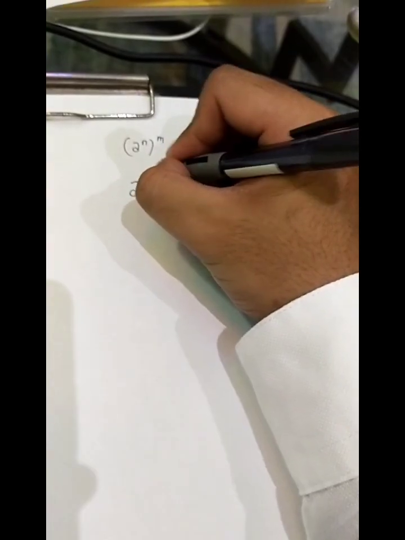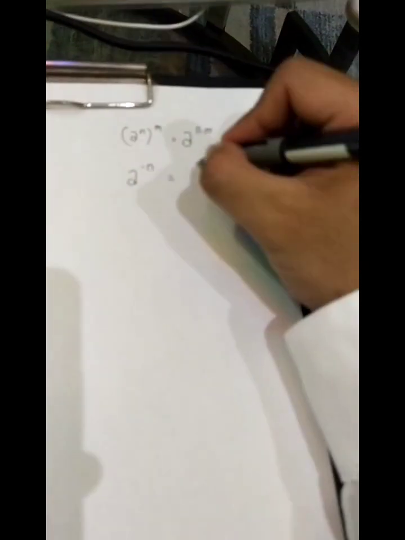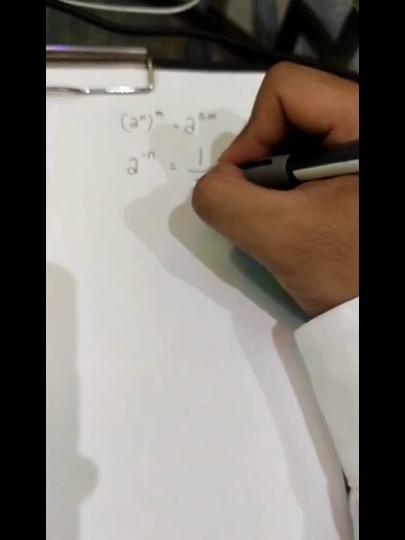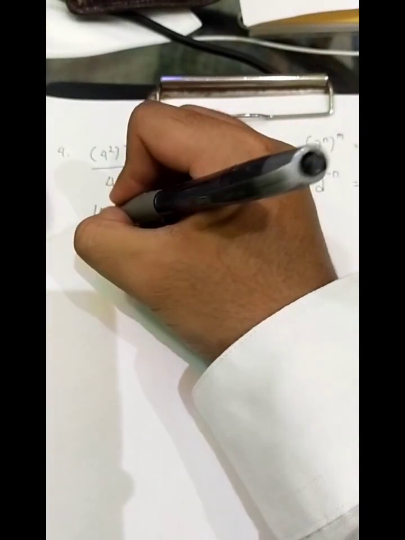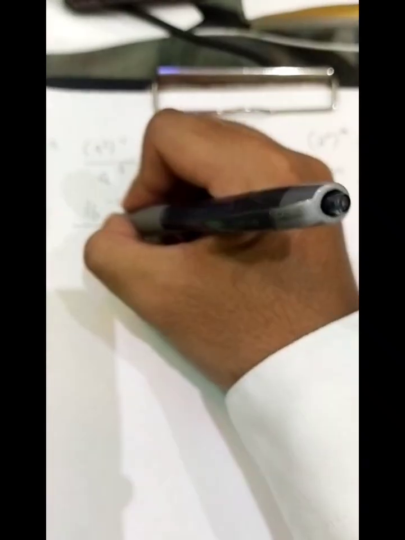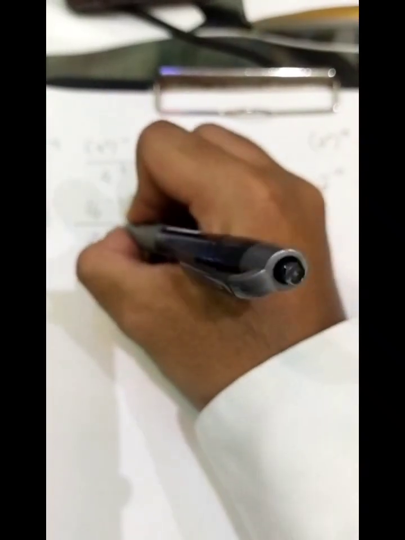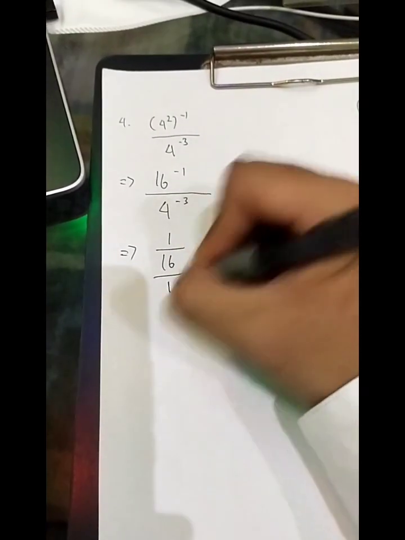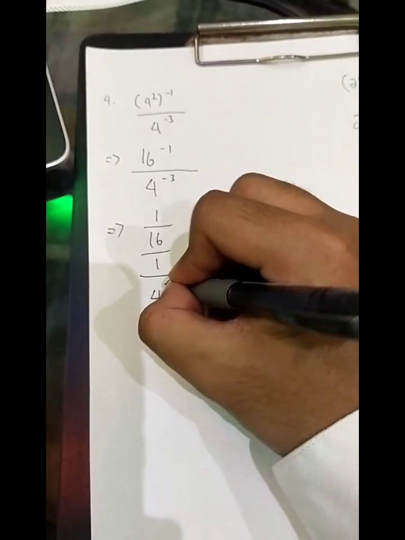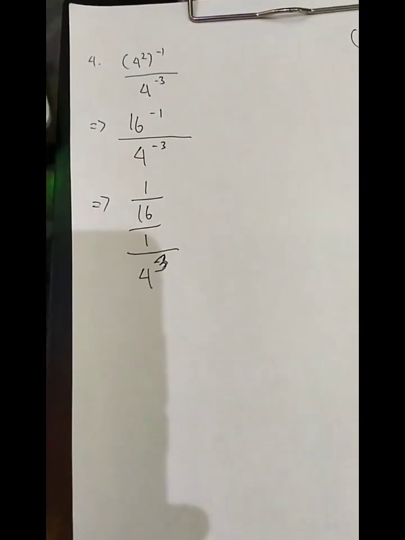And next we got a raised to the power of negative n equals 1 divided by a raised to the power of n. Let's evaluate the exponent of 4 raised to the power of 2 inside the bracket first. So we got 16 raised to the power of negative 1 divided by 4 raised to the power of negative 3. And then you get 1 divided by 16 divided by 1 divided by 4 raised to the power of 3, in order to make the negative exponent positive.